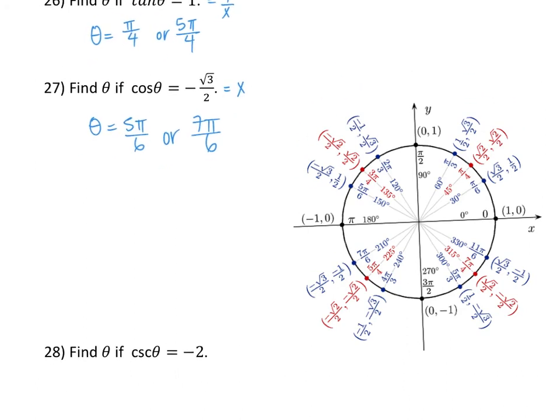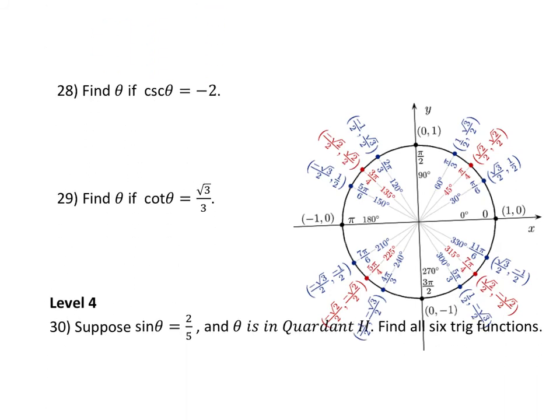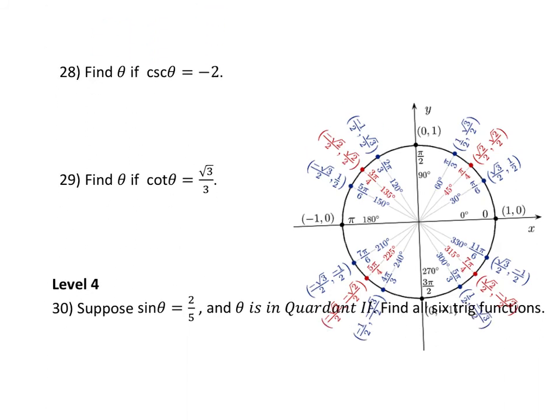Okay. And then let's take a look at our next problem here. So for 28, it says cosecant is negative 2. So cosecant is equivalent to sine, but it is the reciprocal, so it's 1 over y. So sine is equal to y, but cosecant is 1 over y.